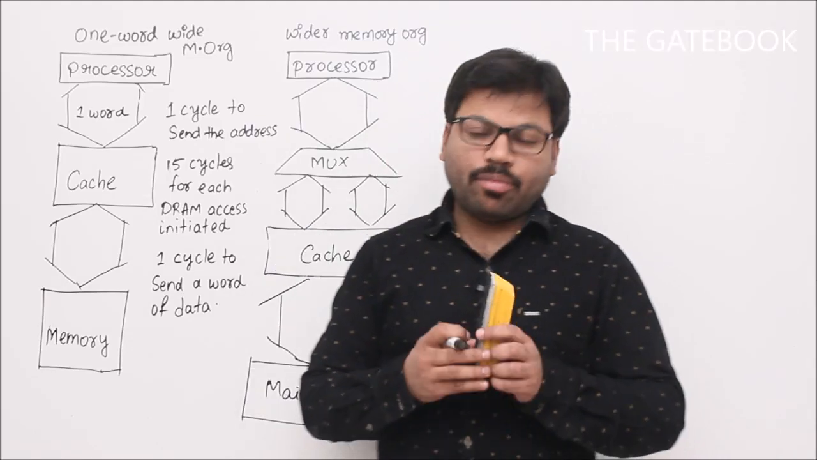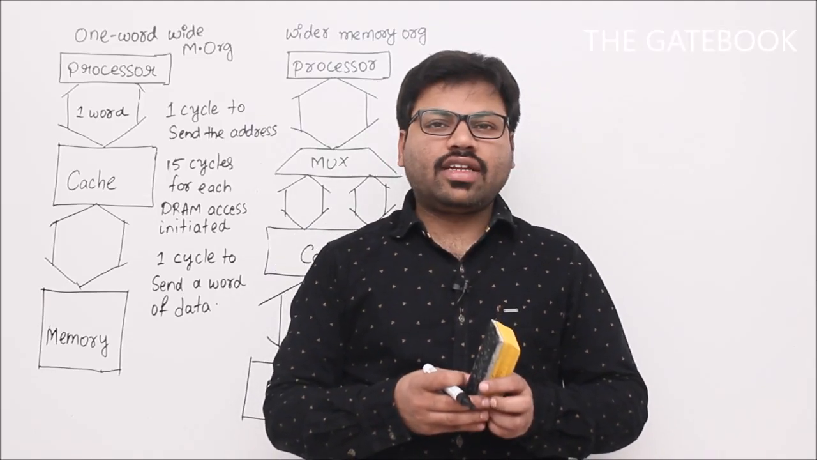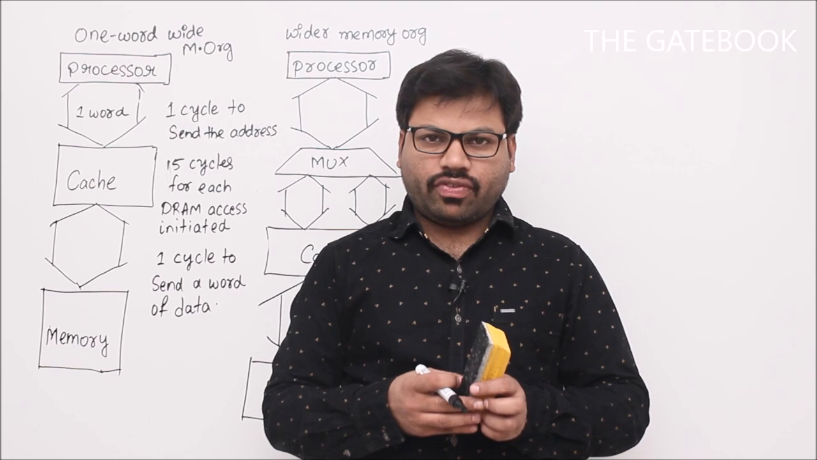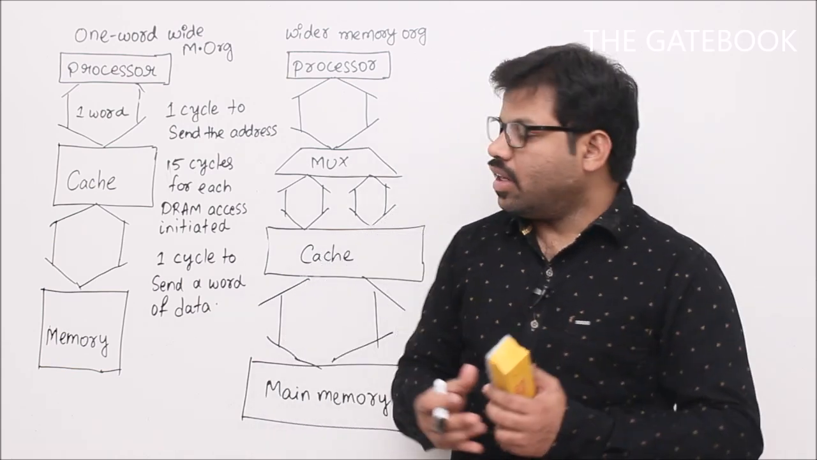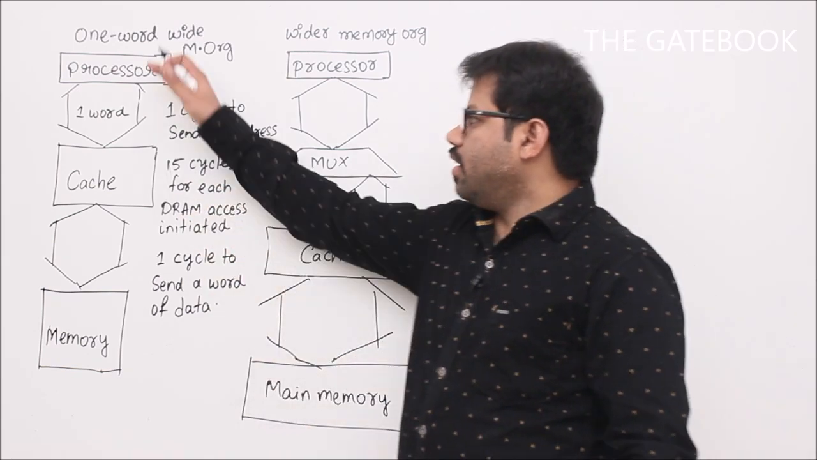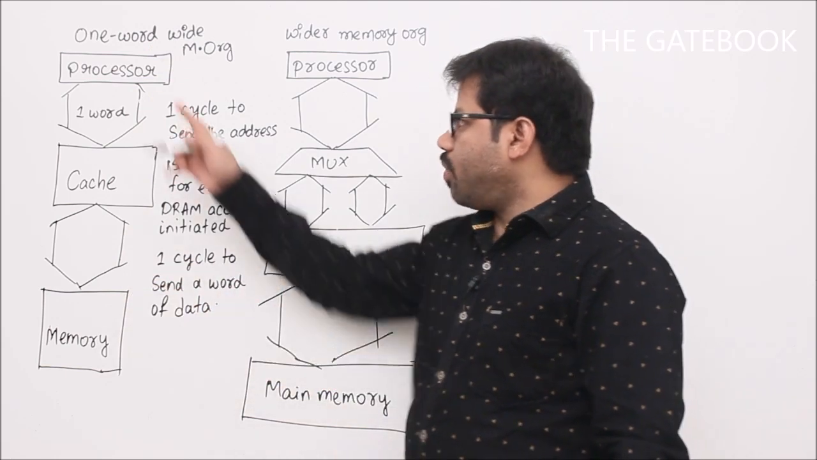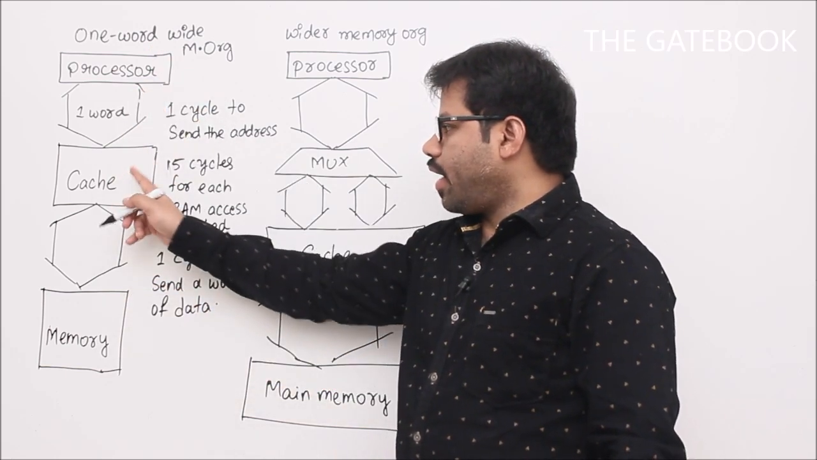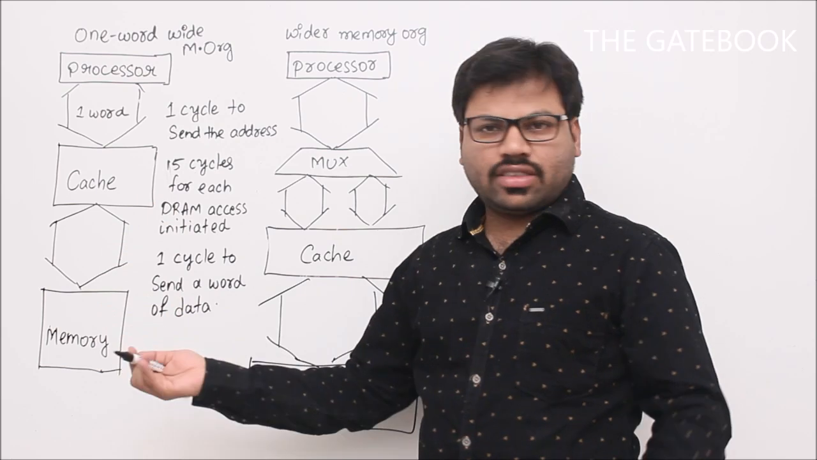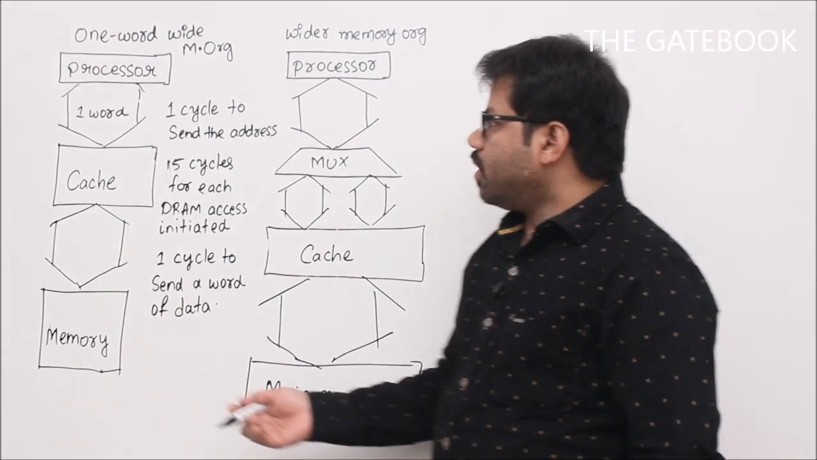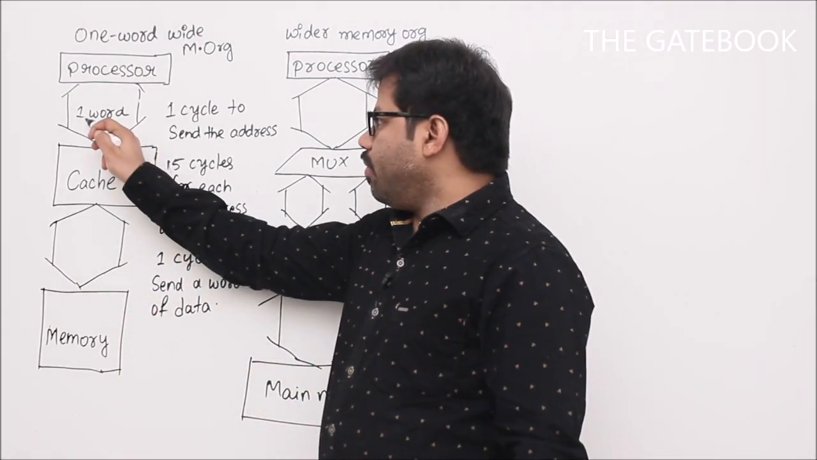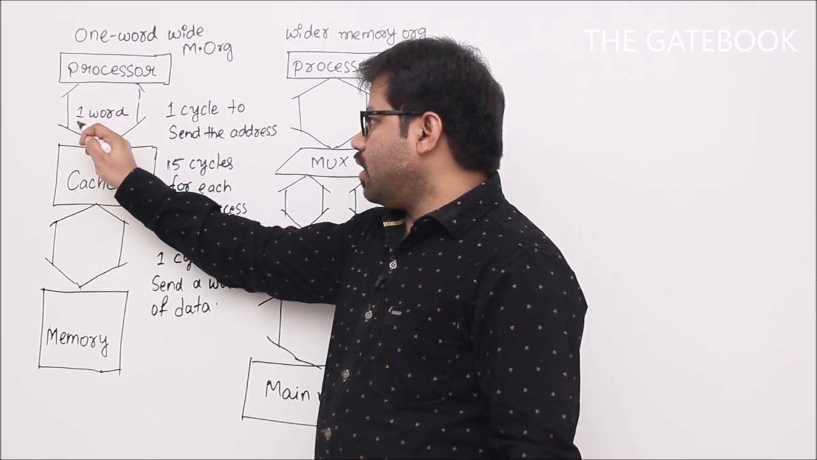Now we'll see various memory designs and we'll try to understand the access time of each and every design. Let us begin with this design. Here the processor is connected to the cache, which is connected to memory. That is obvious. Apart from that, we will have the same bus size. You see, this is the bus.